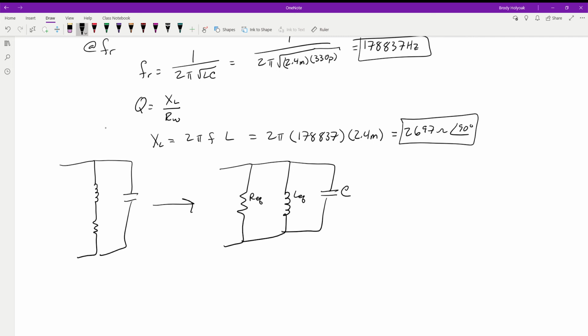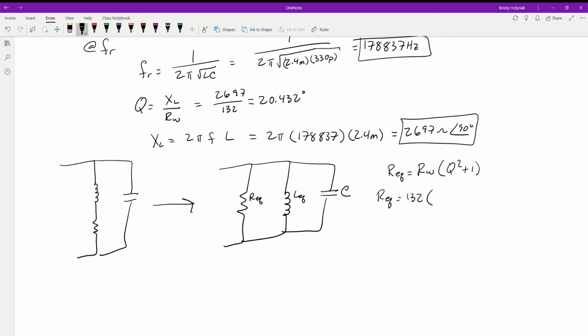All right, so the first thing we need to do is solve for the R equivalent, and that is equal to the resistance of the winding multiplied by Q squared plus 1. So R equivalent is equal to 132 times Q squared plus 1, and our Q, which we didn't calculate because I jumped ahead a step, we're going to jump back here. So it's 2697 divided by the 132, and that gives us 20.432.